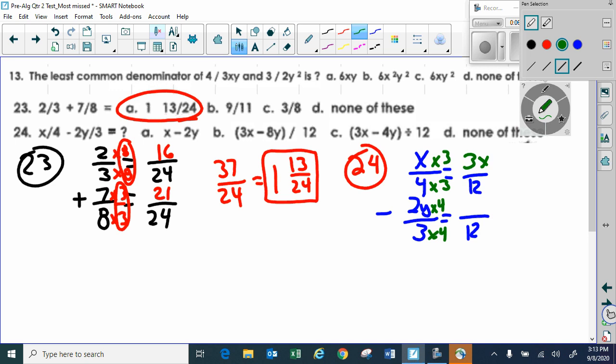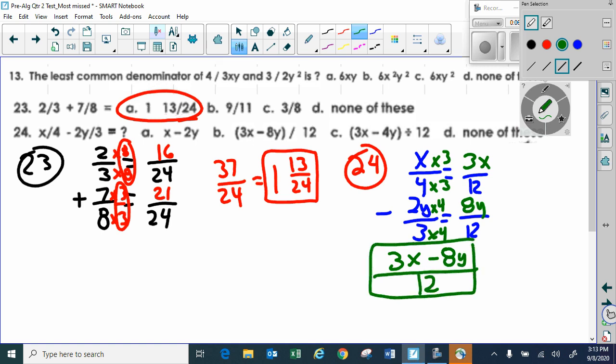So I get 3x and I get 8y. And it's subtraction. So I have 3x minus 8y all over 12. There's my answer. Okay, pause it if you need to, copy it down before going on to the next one.